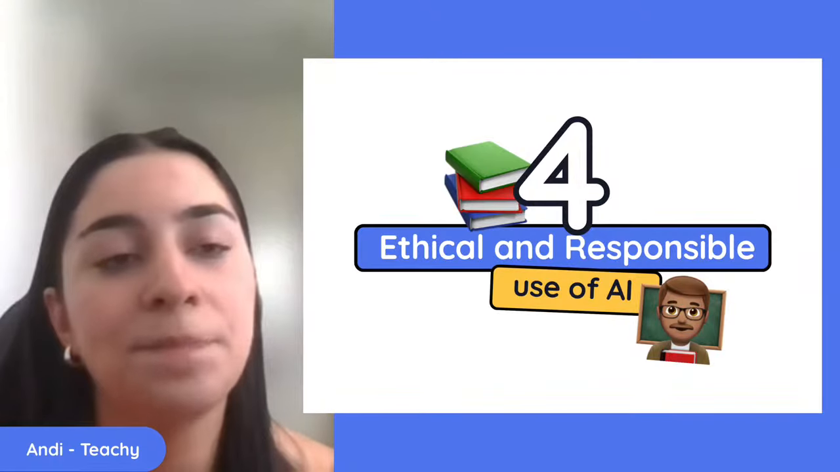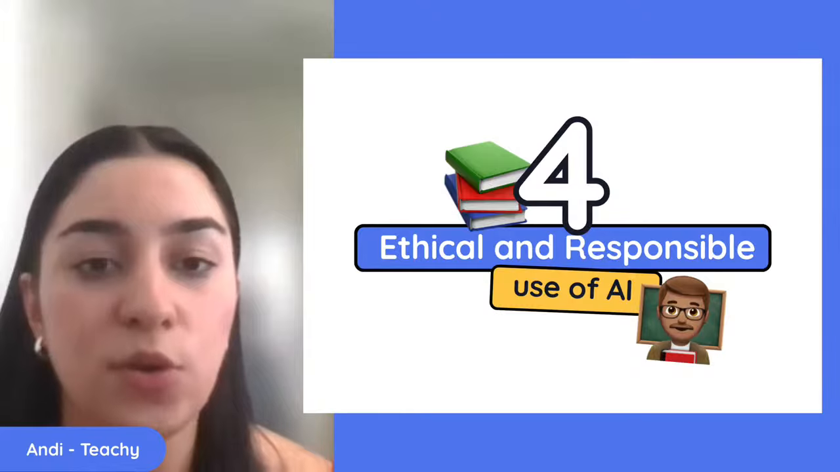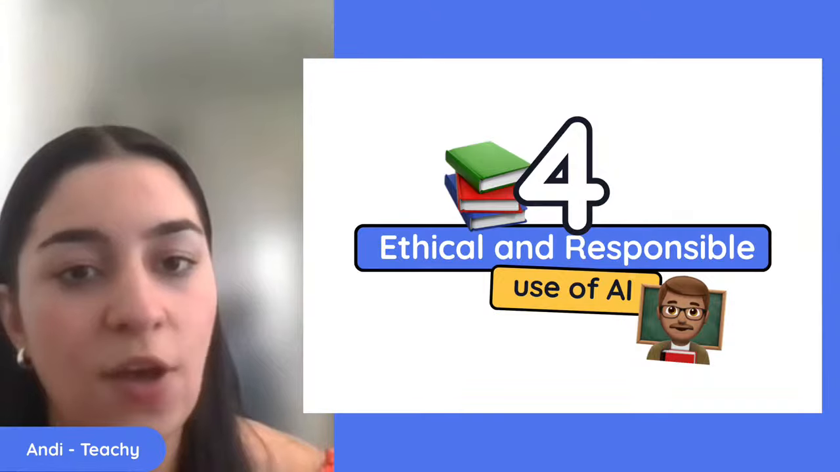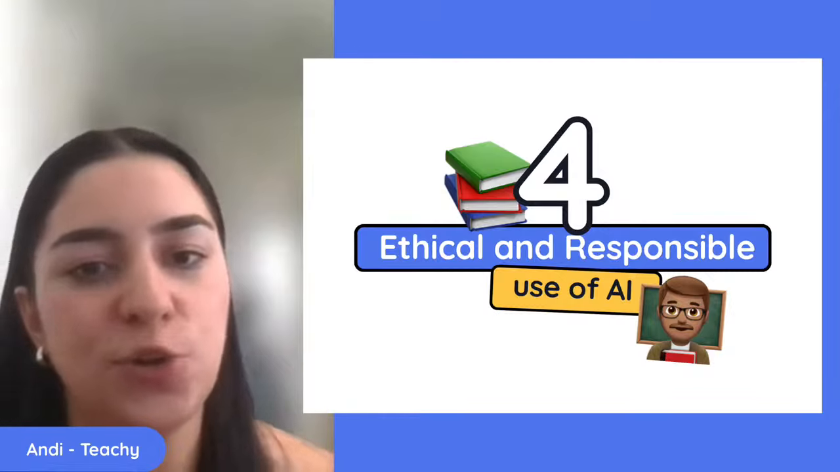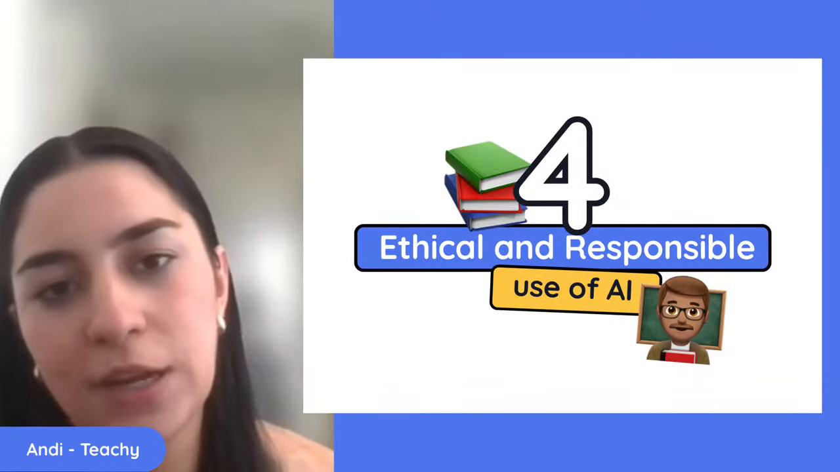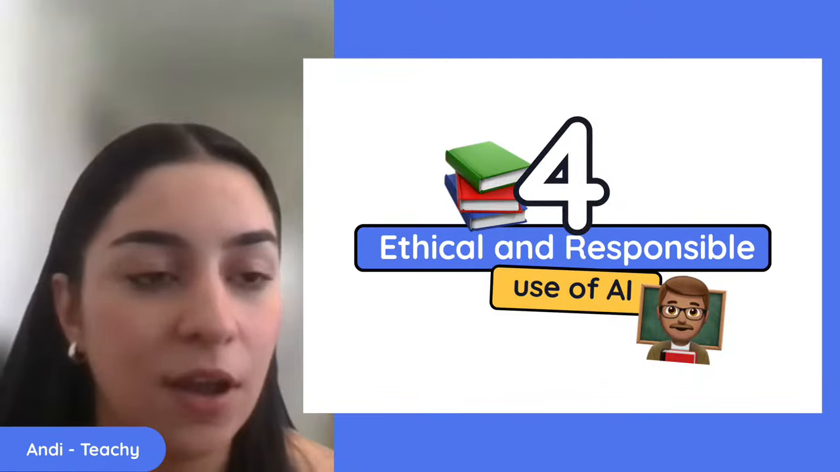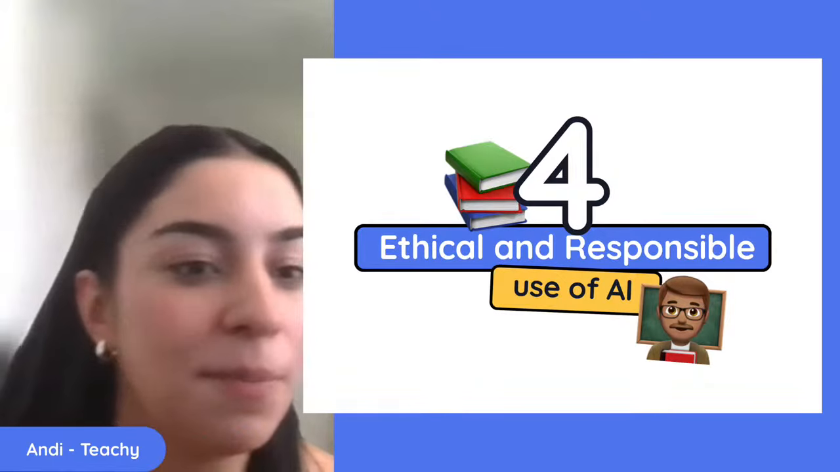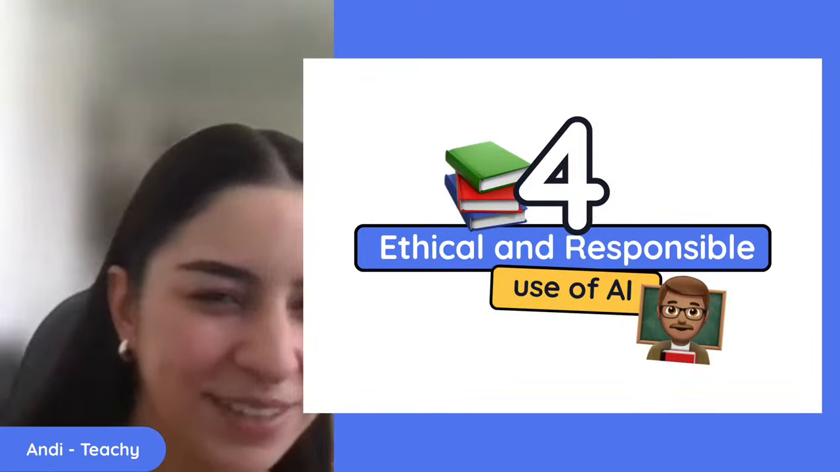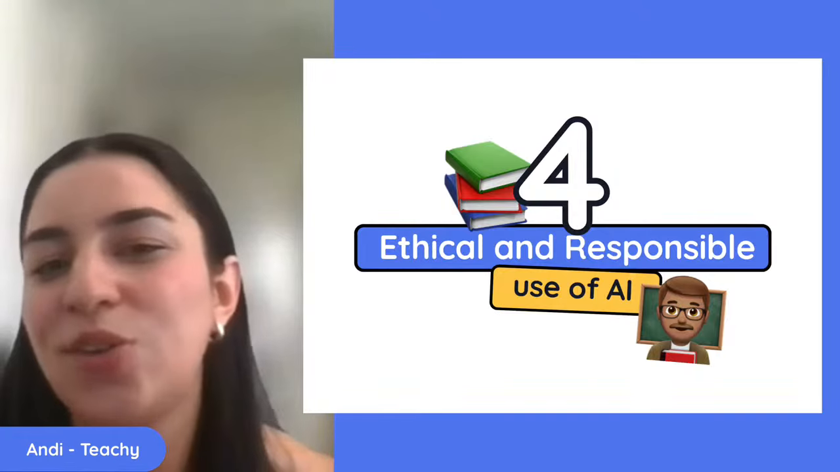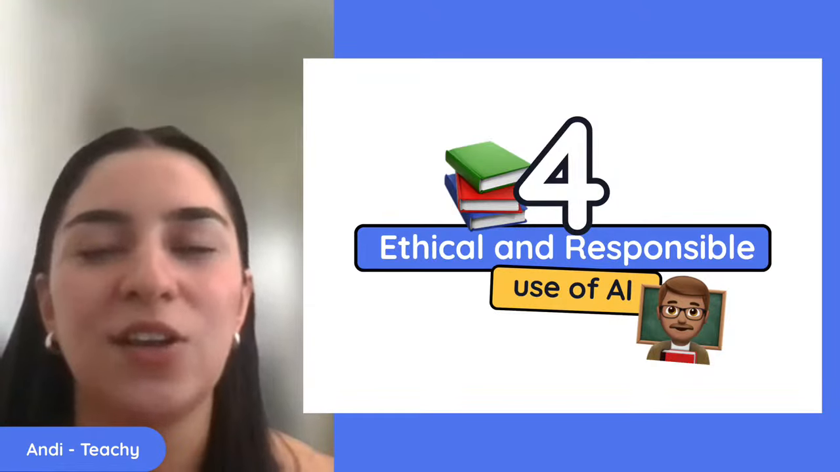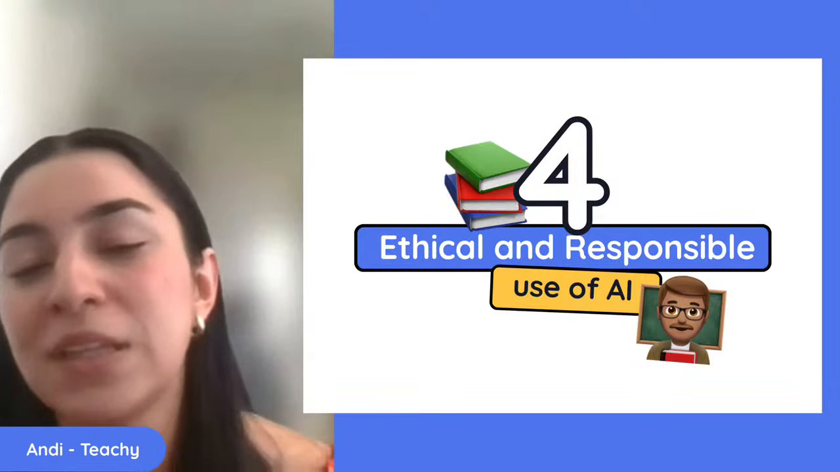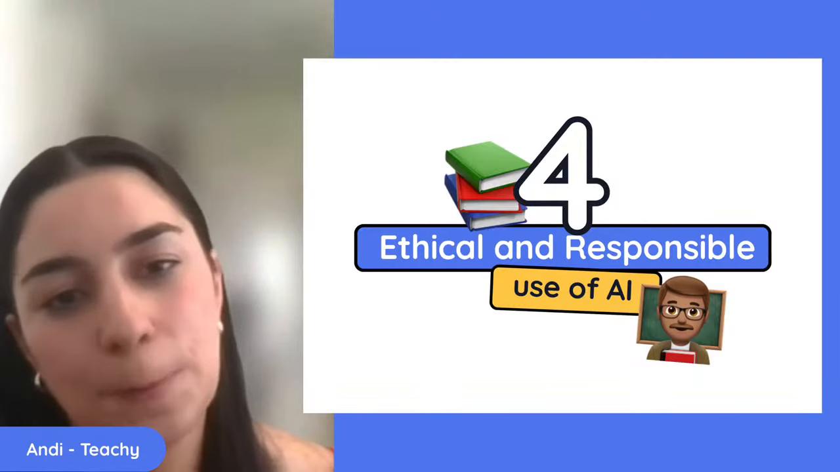is ethical and responsible use of AI. Many teachers nowadays are afraid of plagiarism. You know, they ask, was this done by the student or was this done by the AI? Many schools also do not give clear rules on what to do with AI and plagiarism. So teachers feel insecure.